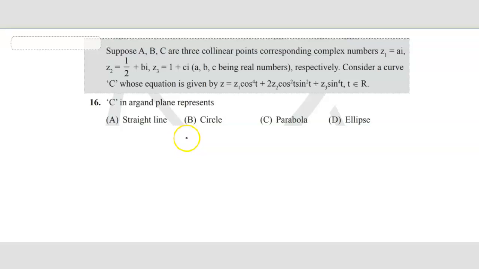I would like to request you to give this problem a try and then come back to see the solution.